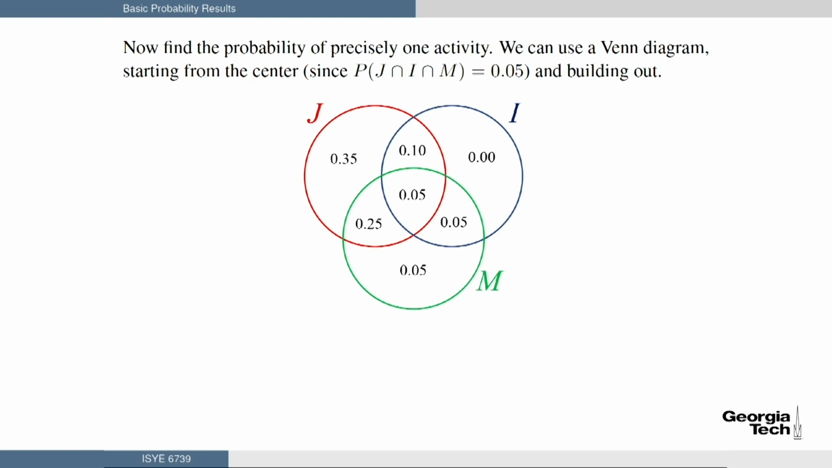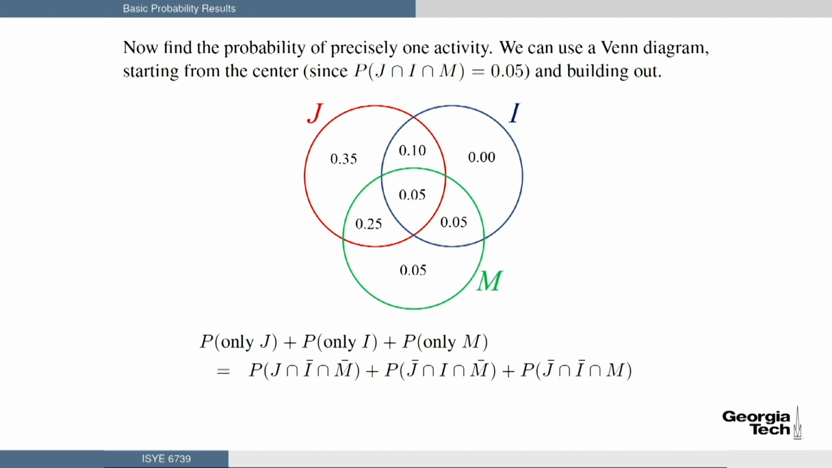Let's look at this now in math terms. Probability of only jogging, only ice cream, only music. And in terms of those nasty looking intersections, you can see the first term is J and not I and not M, and so on. I plug in, I get 0.35, 0, 0.05, and that adds up to 0.4, just like you could see from the picture. A little bit more work than the last example, but not bad at all.